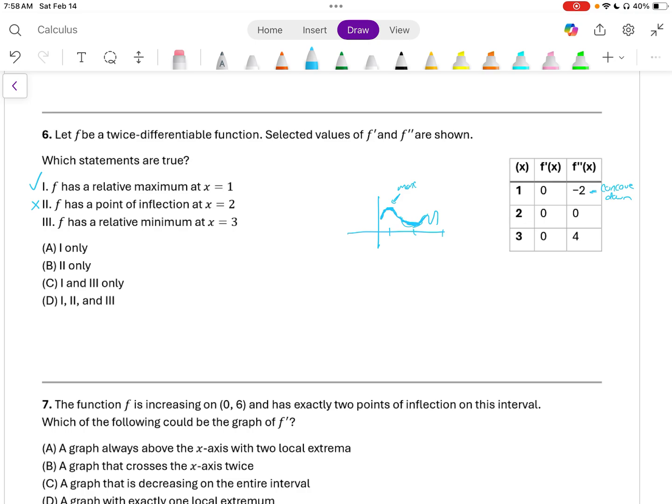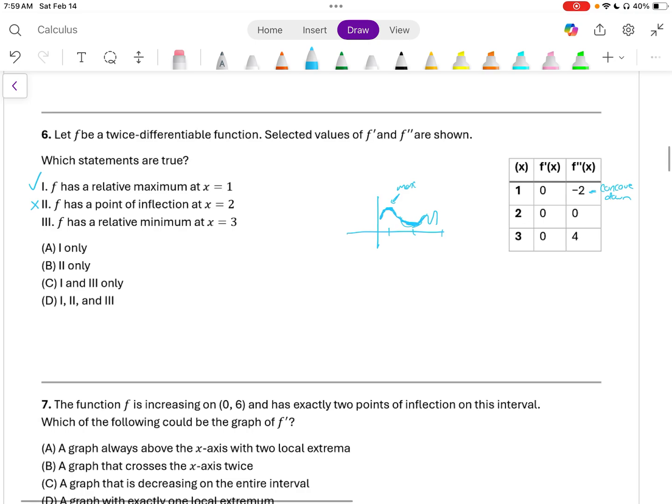And relative minimum at x equals 3, let's check that out. Derivative is 0, so it's a critical number. And the second derivative is positive, and so this is concave up, which means this has to be a relative minimum. And so this one is true. So it looks like this will be 1 and 3 only.